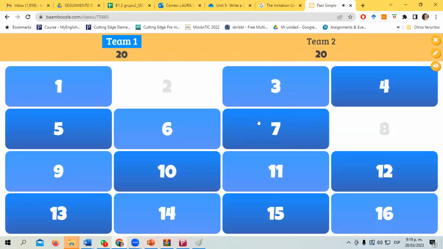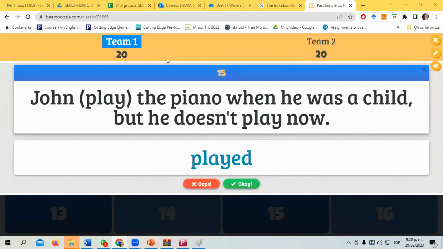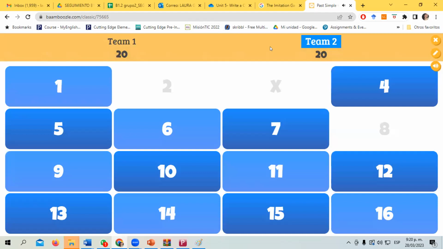Group number 1, Vanessa. Teacher 3. Number 3. All right. John had played the piano when he was a child, but it doesn't play now. In this case, we don't use the past of the past. No, in this case, it's just past simple. John played the piano when he was a child, but he doesn't play now. Entonces, en este caso, no es necesario el past perfect.